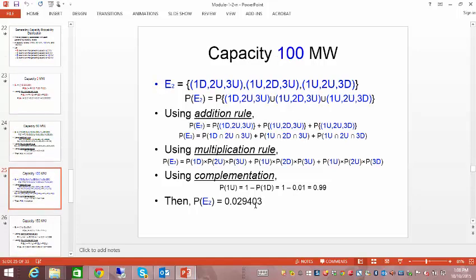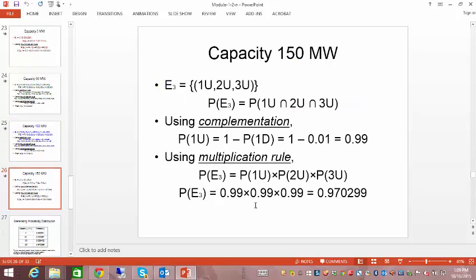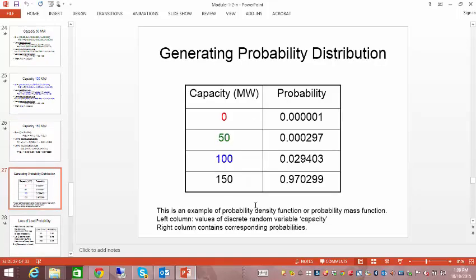Similarly, you can find the probability of 100 megawatt, and you can find the capacity of 150 megawatt by the same process of multiplication, addition, and ultimately you will get these results. You have capacity of 0 megawatt to 50, 100, 150, and these are the probabilities.